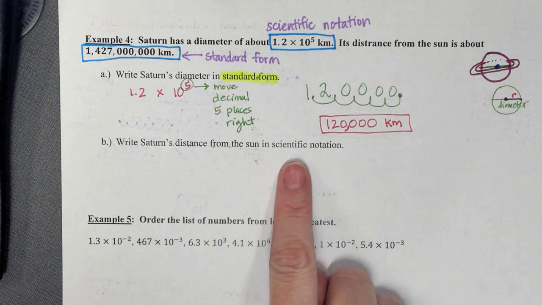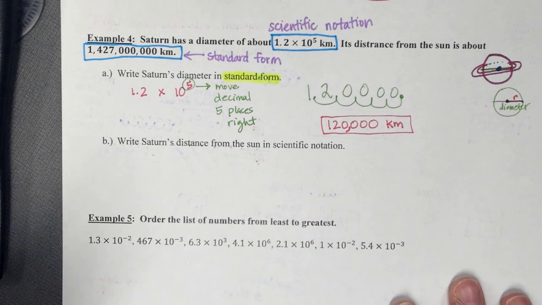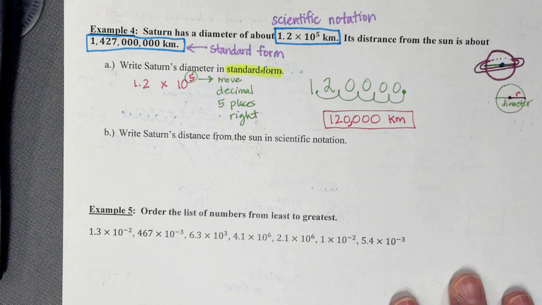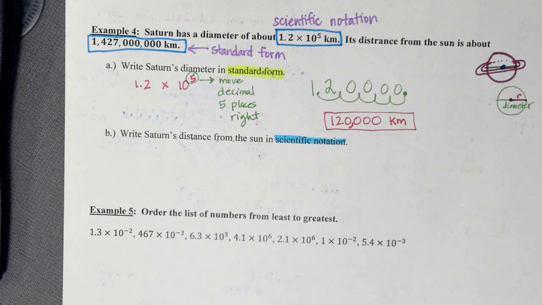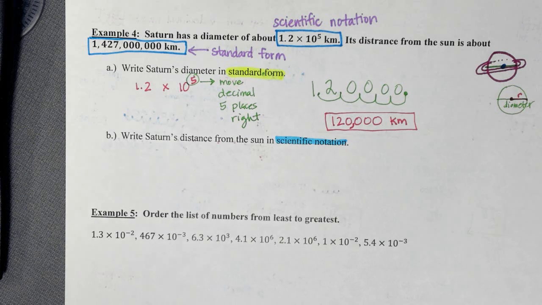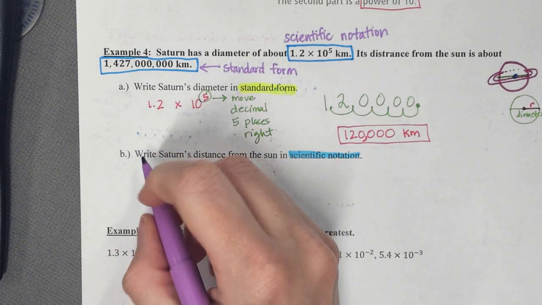Okay, and then we're going to have to do the reverse. So this is: write Saturn's distance from the sun in scientific notation. Okay, so they actually already give you the value. You just have to write it in scientific notation, but you have to know the definition in order to do that. So let's write this in standard form.